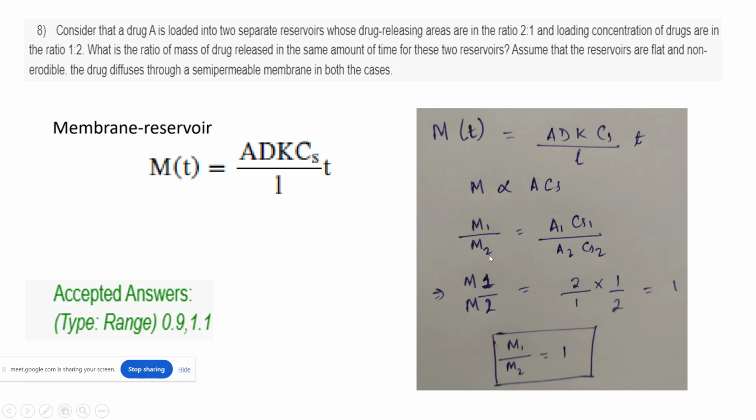So M1 by M2 would be A1C1 by A2C2. The drug releasing areas are in the ratio of 2:1, so A1 by A2 would be 2 by 1, and the loading concentrations are in the ratio of 1:2, so C1 by C2 would be 1 by 2. So this would give a value of 1. So the correct answer would be 1.